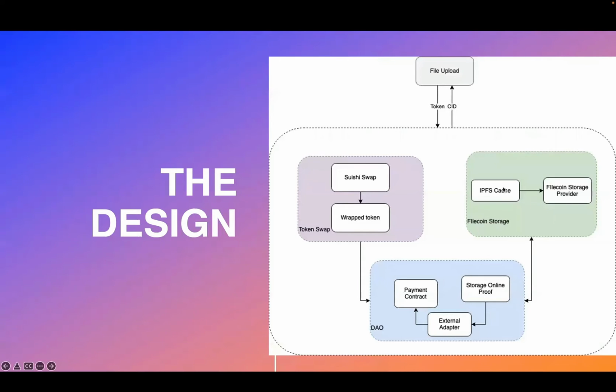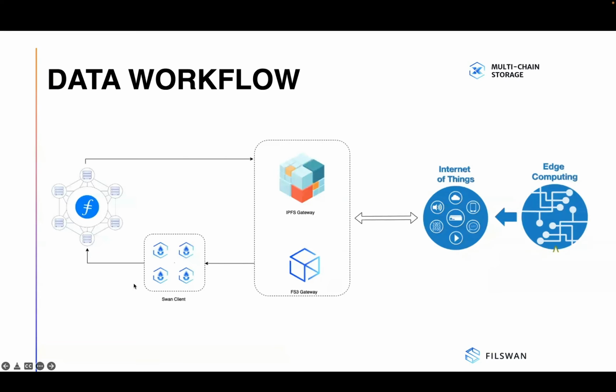The user can directly fetch the data from the IPFS cache even before the data is backed up on chain. And the user will find that the IPFS node cache still retrieves from the Filecoin storage provider. This is the entire workflow we designed for future use for computing. So when you have computing data or edge storage data, the data can go through the IPFS gateway or through our FS3 gateway. Then it goes to the Swan client to send the backup to the Filecoin network.